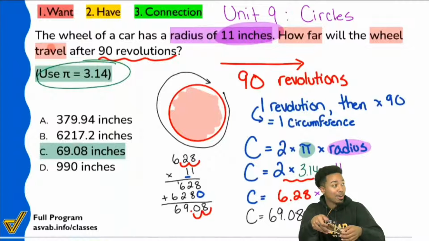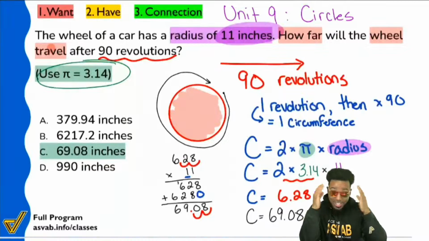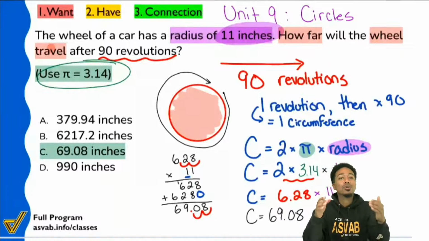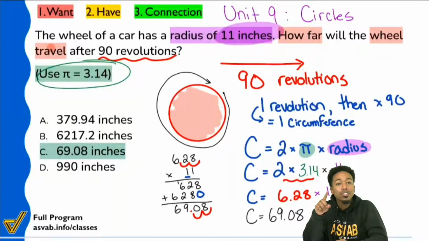We should be happy, right? We're done, right? No, we're not. What did we forget? We forgot one thing. Times 90. We forgot that we're not doing just one revolution. We're doing 90. Big key.